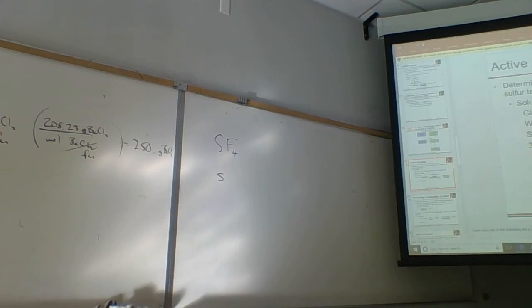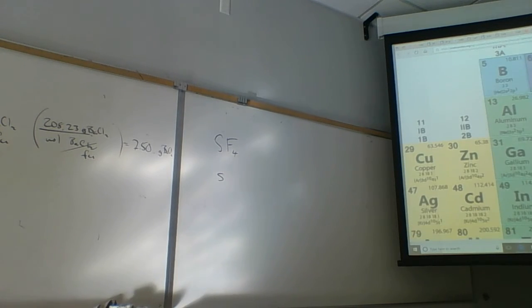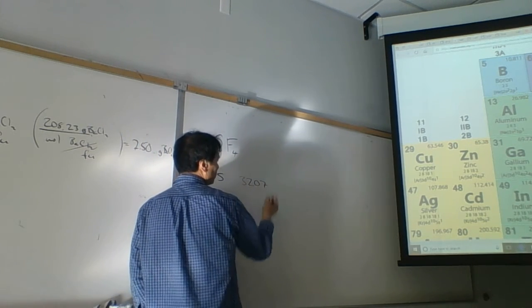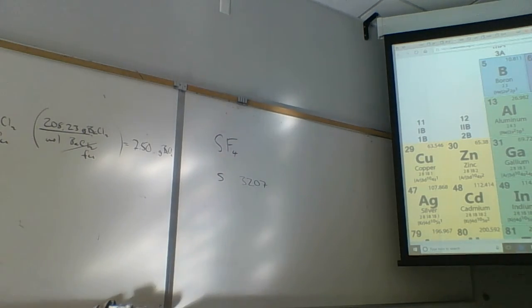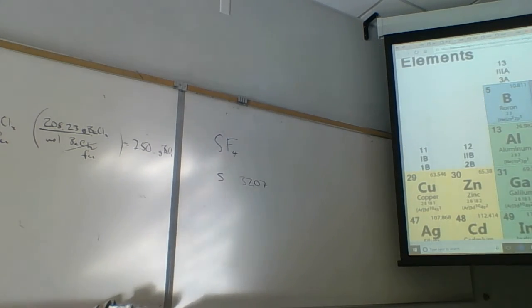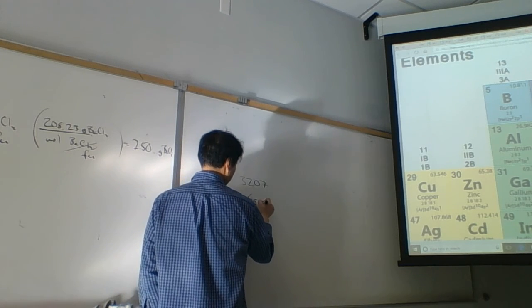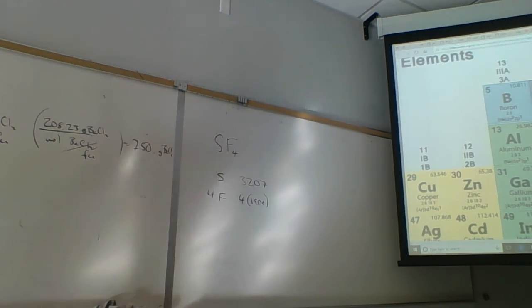So if we go to sulfur here, all right, what is sulfur? 32.07. Again, we're going to round off. It's okay because we're going to just introduce, and typically that's what's done. People will round off. Fluorine, we already saw before, is 19. We have 4 of those. So 4 fluorine, 4 at 19.00. Add those up.